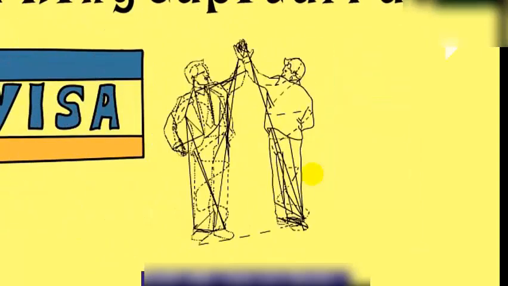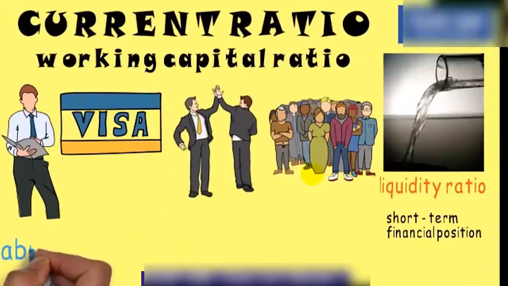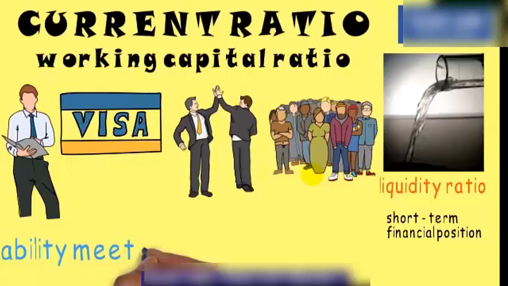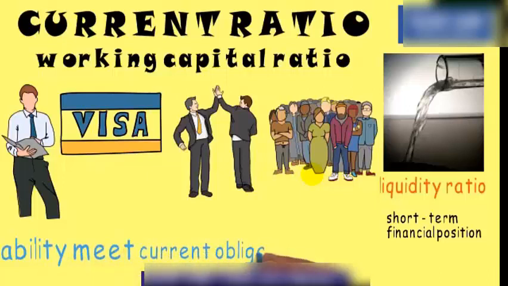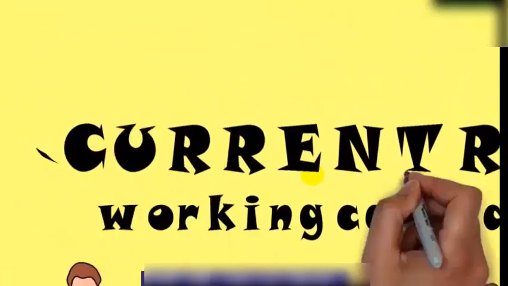Now, in this current ratio, the outsiders or trade payables are interested, the banks are interested, the employers are interested. So why are they all interested in knowing the current ratio? Because it tells them the company's ability to meet its current obligations.